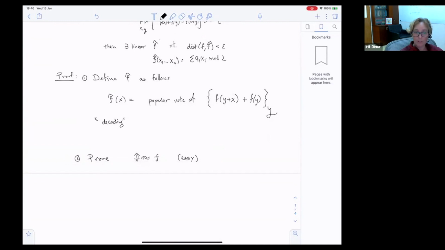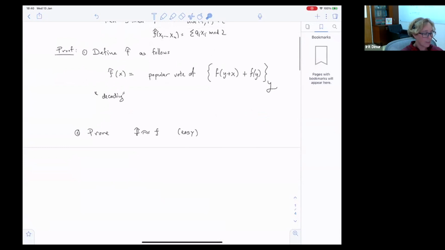It's close to f. And this is actually easy. The reason is, as I said, for triples, for situations where x, y, x plus y satisfied the test, this value is equal to the value f of x. And if this happens often, then this value is also equal to f hat of x. So both of them are equal. So it's actually a very easy argument to show that this f hat is close to f. That's not a big deal.